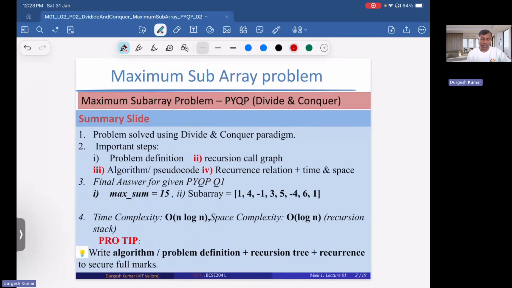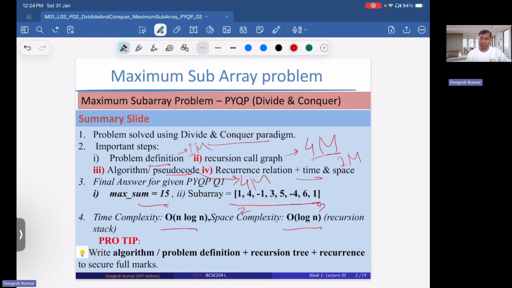Okay, so what is the summary? So we have solved the problem using divide and conquer. There were 4 steps in this particular question: problem definition that consists of 1 mark, the recursion call graph that consists of 4 marks, and the algorithm pseudocode that consists of 4 marks, the recurrence relation plus time and space complexity that consists of 1 mark. So maximum sum, we got 5. The subarray was this, resulting in the index from 2 to 9. The time complexity was n log n, space complexity of log n.